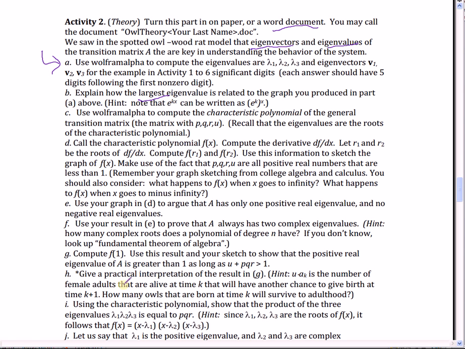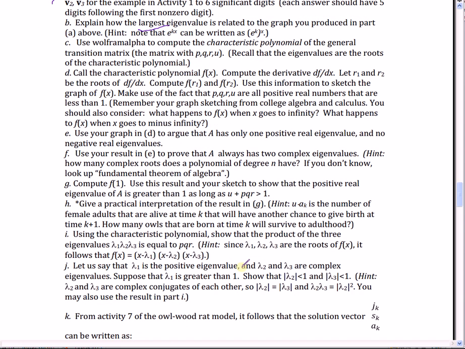I use that information to show this result. This one's a little bit challenging. This condition here, u plus pqr is greater than 1, has a practical interpretation. It has a practical meaning, and I want you to give that practical meaning. Here's a little hint to help you along. I want you to think about that one. Now, using the characteristic polynomial, which you computed in D, I want you to show that the product of the three eigenvalues is equal to PQR.